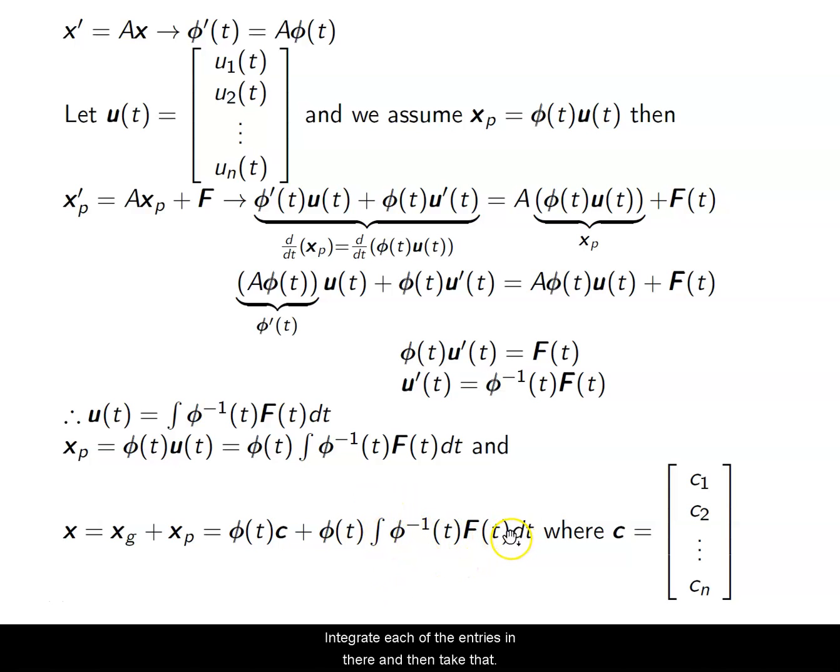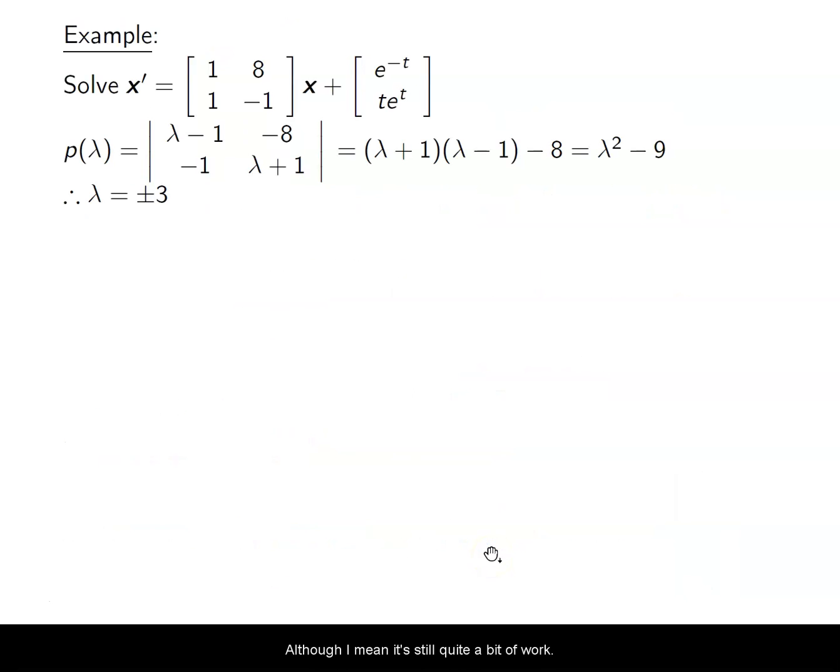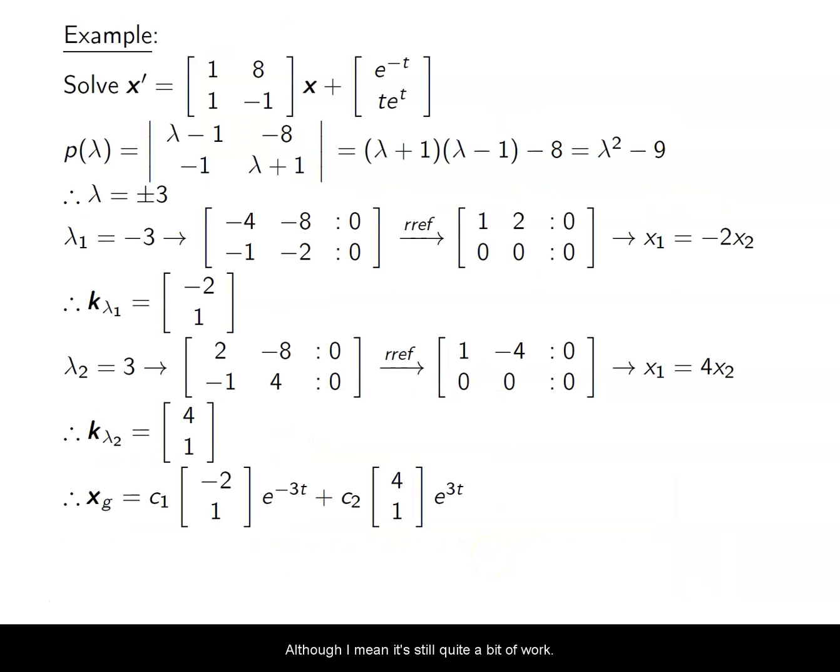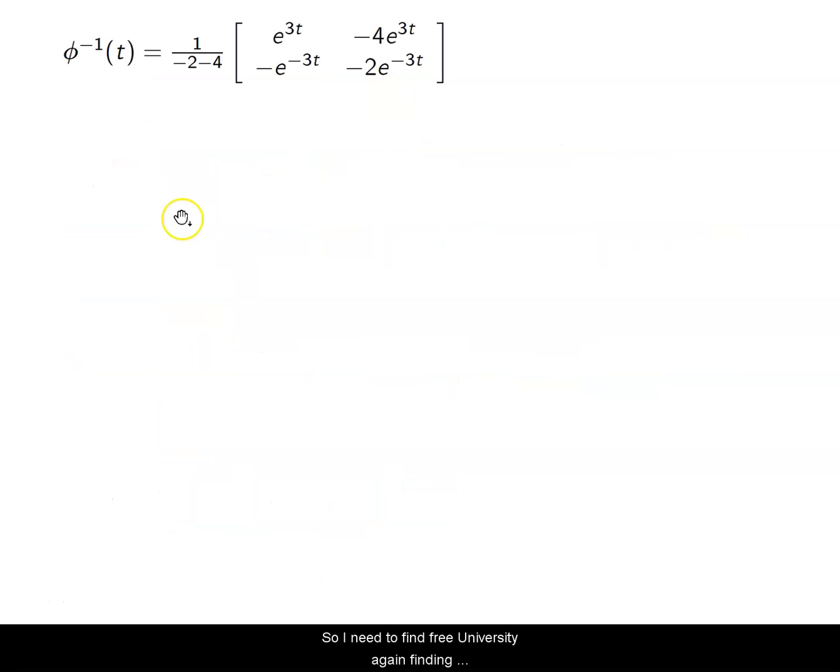Integrate each of the entries in there, and then take that result and multiply it times that fundamental matrix I just found, and then add it to what I already have. So it's pretty straightforward in the math, although it's still quite a bit of work. Okay, so I need to find phi inverse of t.